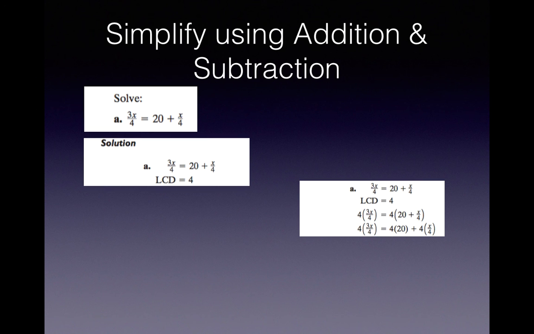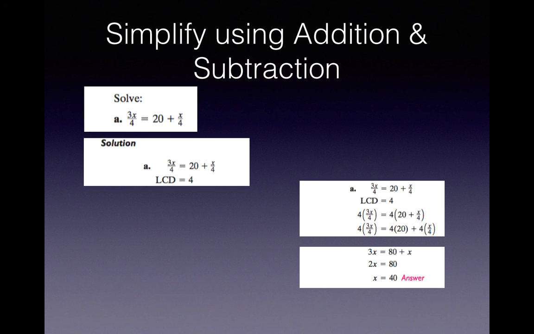If I multiply everything by 4, I have 4 by 3x over 4, I have 4 by 20, and 4 by x over 4. Now in the first term, the 4's and the 4's will cancel. Likewise, in the last term, the 4 and the 4 will cancel. And that's because we're multiplying by 4 and dividing by 4. The 4 by 20 will give me 80. And then it's just a case of solving for x in that respect. Okay, second example.